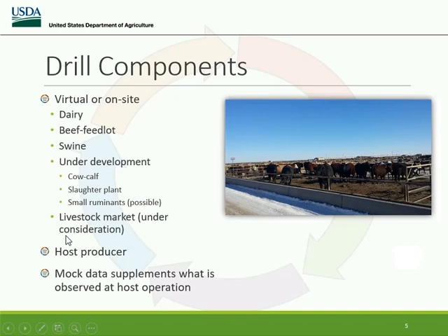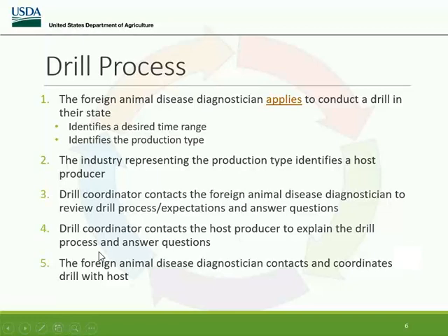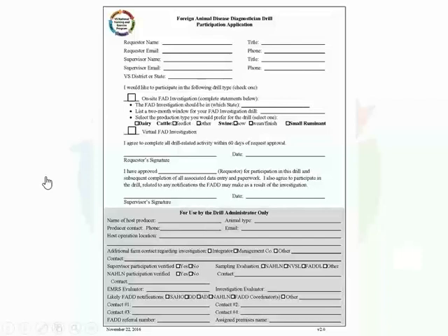The drill process is pretty straightforward, and I'm going to go through it in order here. The first thing that a foreign animal disease diagnostician needs to do is to apply to conduct a drill. And, of course, like any good program, we have forms to fill out. Right now, the application for the foreign animal disease diagnostician drill is a single page. You probably can't read this, but I'll give you references on where you can find these forms later on. Basically, what we're trying to capture is the person requesting it, the fact that their supervisor has approved it, and what they would like to do, whether they want to do a dairy, a feedlot, cow-calf operation, swine, et cetera. That's all going to drive how we move forward with the drill.